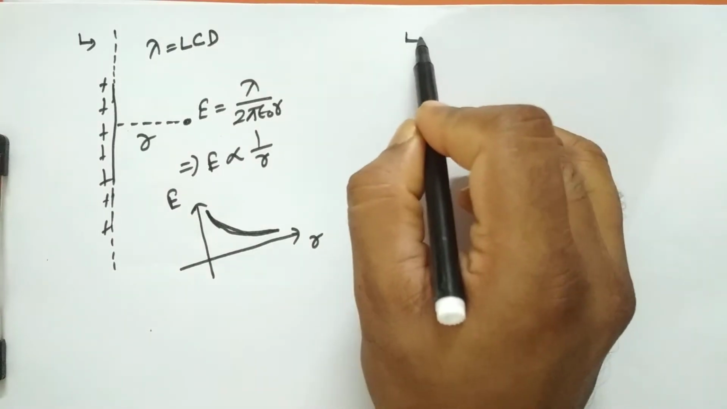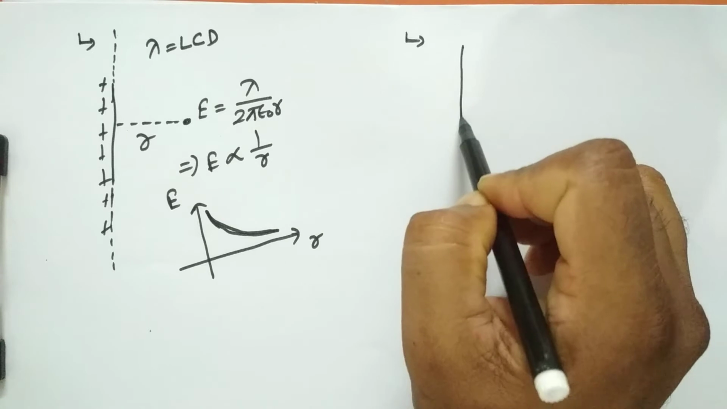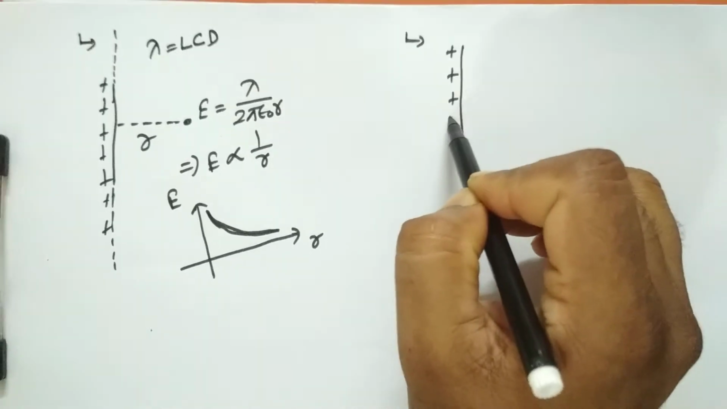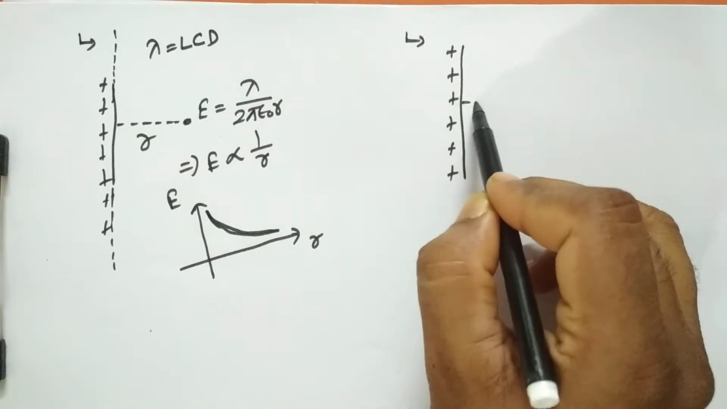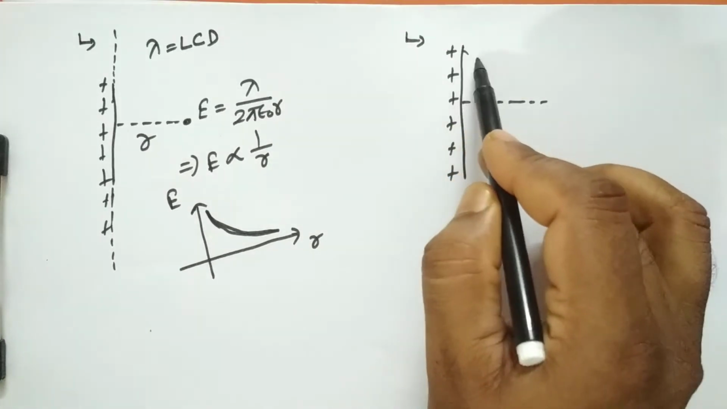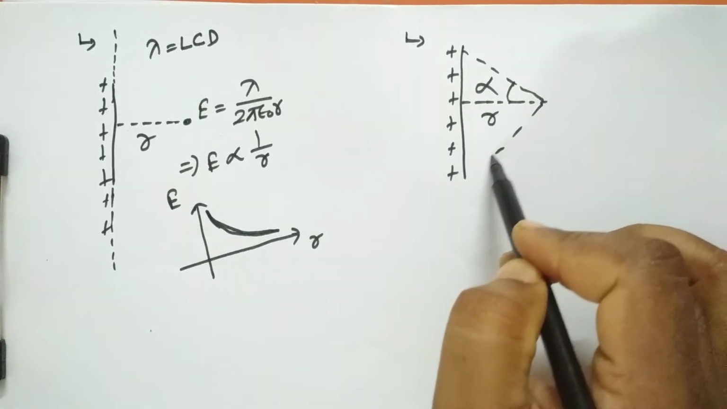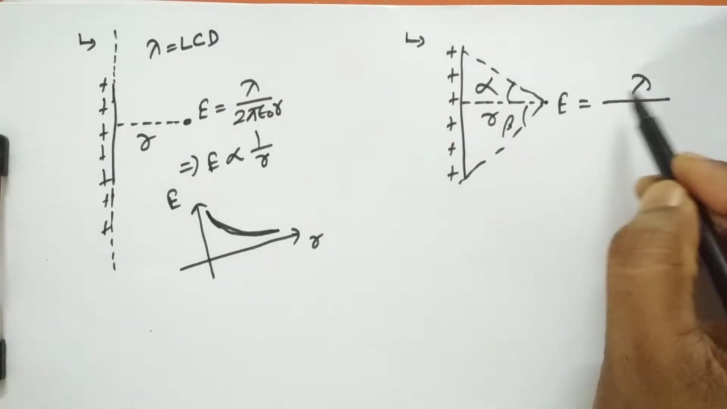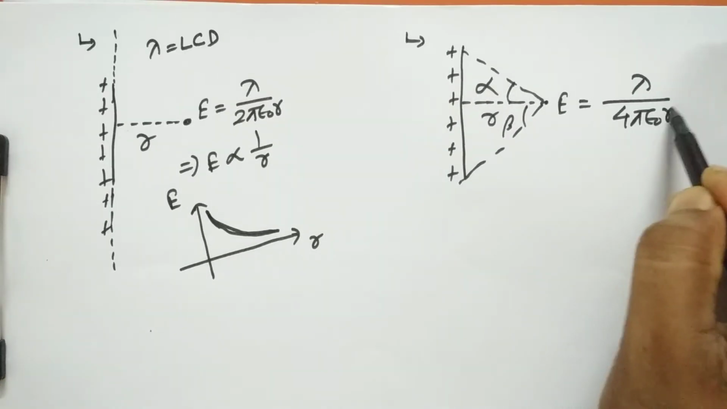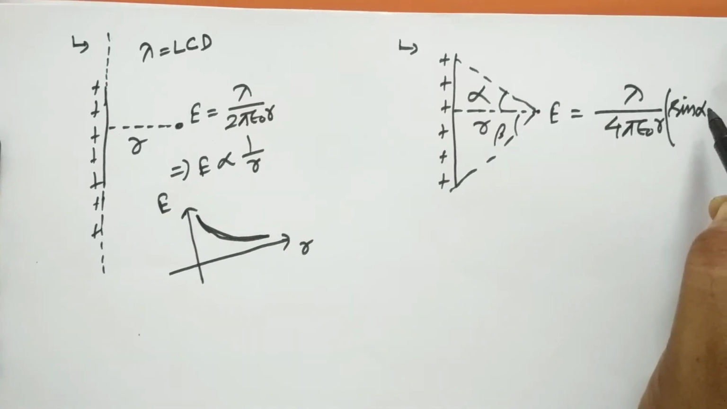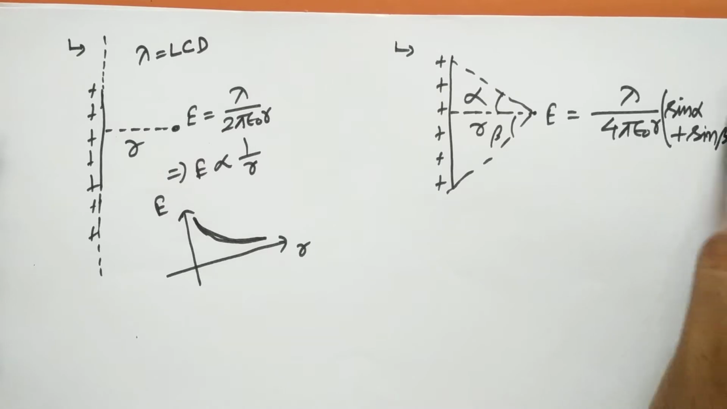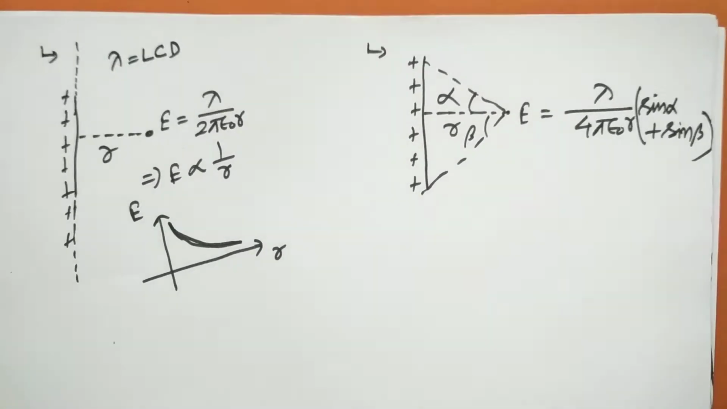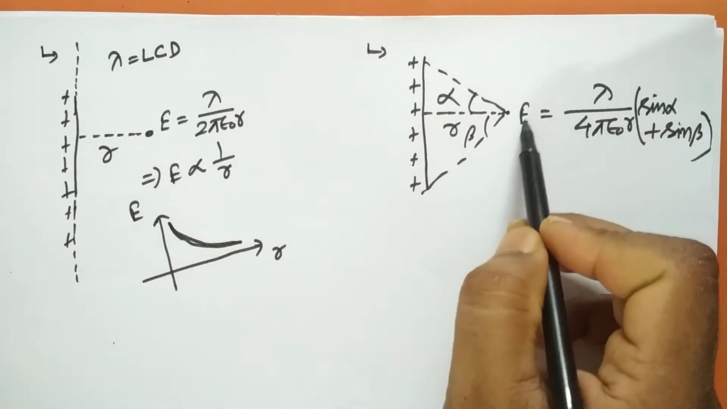Instead of an infinitely long linear distribution of charges, if we use a finite one, then at a distance r, suppose making an angle alpha with one end and angle beta with the other end, at this particular point we'll find the electric field as lambda divided by 4 pi epsilon naught r within bracket sine alpha plus sine beta. Here I'm just showing the directions of magnitude only.